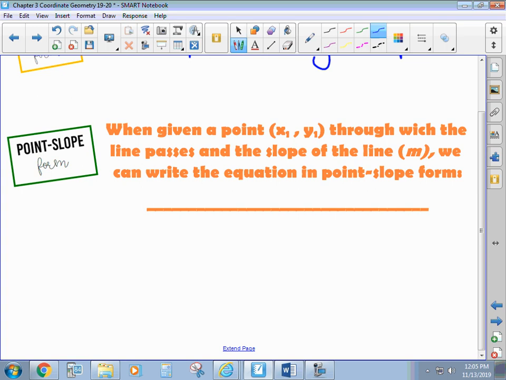Ready? Y minus y1 equals m times x minus x1. Yes, I'm going to use subscripts. Subscripts are those little numbers. I'll explain. Most of the time, in the first 5 minutes, you guys look at me like I'm speaking a different language. I know. I think you're going to see this one's 10 times easier.